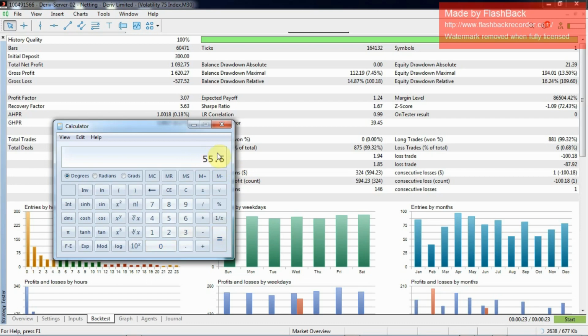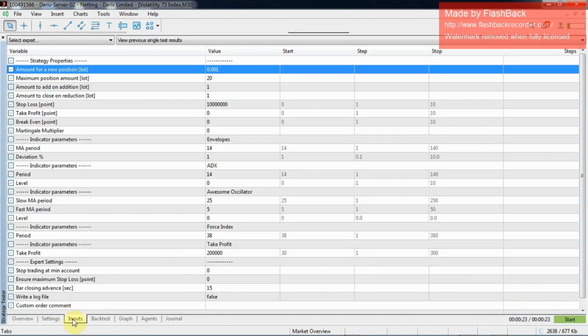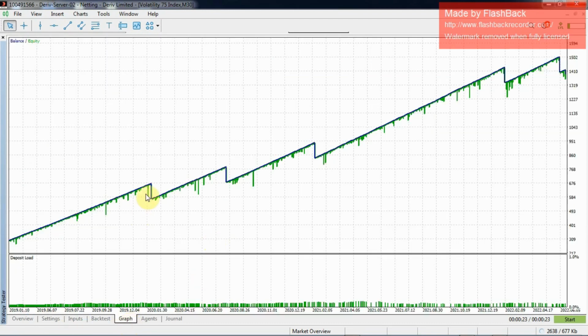Okay, so $55 in a month, if you are trading VOT 75. So we're going to add all these, the $18, the 55, and others. We're going to add them so that we can see how much we can be making if we're trading all these robots at the same time.